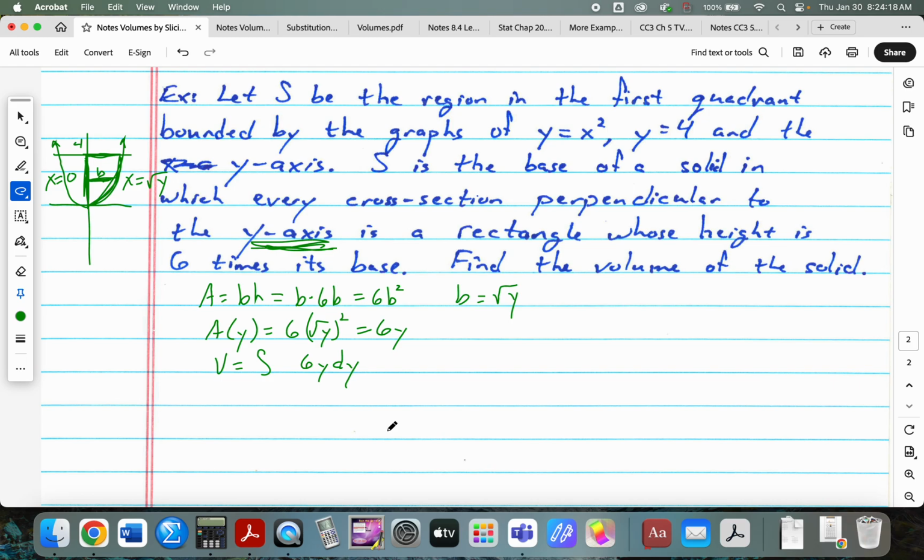What will my limits of integration be? Well, the least y is down here. That's 0. And what's the maximum y? 4. This one is really nicely set up so that you can slice it perpendicular to the y-axis rather than perpendicular to the x-axis. So that's going to be 3y squared from 0 to 4, which is 48.